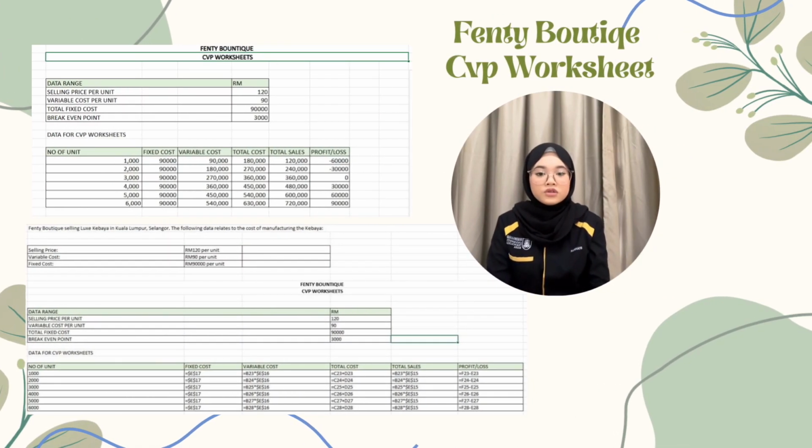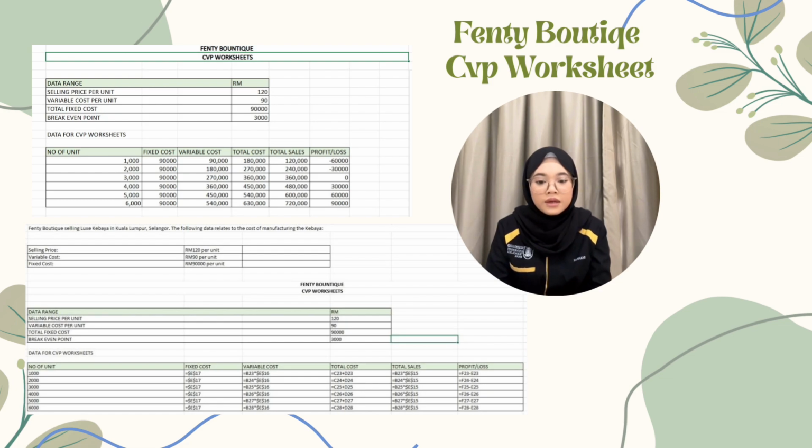Hello everyone, today I am presenting CVP analysis for Fenty Boutique. We specialize in selling kebaya in Kuala Lumpur and Selangor. To kick things off, let's look at our baseline data as shown in the picture. Our initial selling price is RM120 per unit. Our variable cost is RM90 per unit, and we operate with a total fixed cost of 19,000.